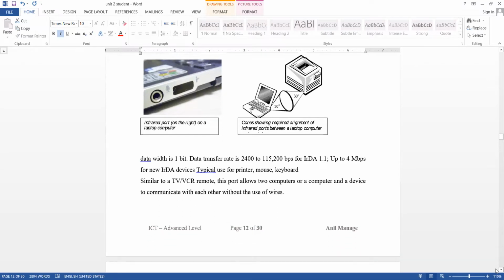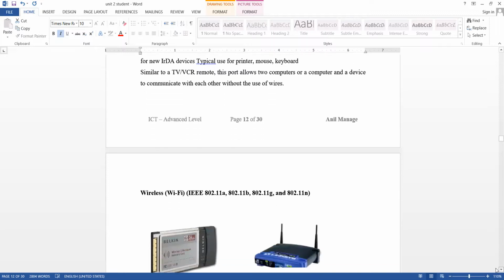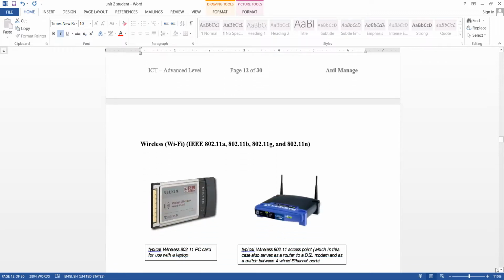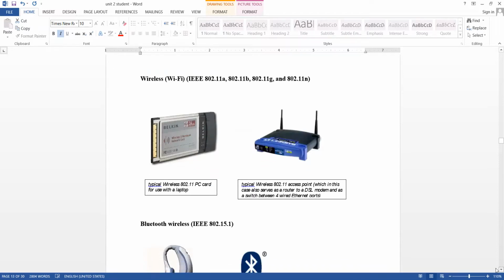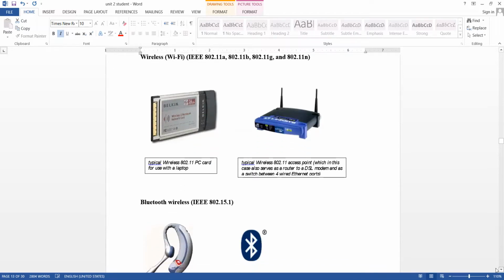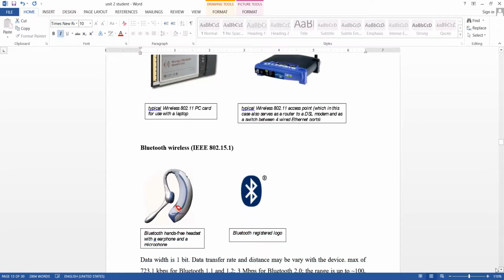And due to this infrared and Bluetooth, the devices can become portable. You can take them here and there with these networking technologies, right? Wi-Fi. So Wi-Fi is also a kind of radio wave. Then here you get the Bluetooth wireless, right?